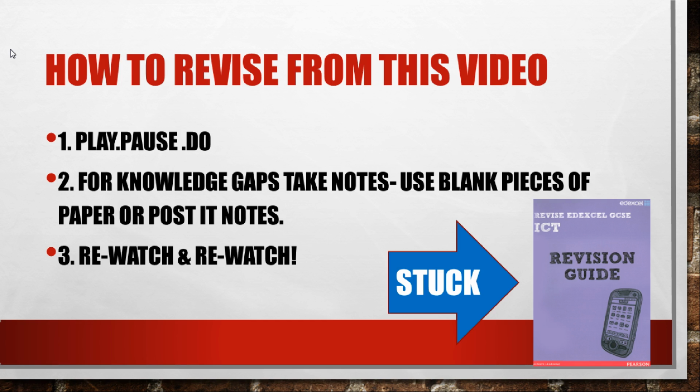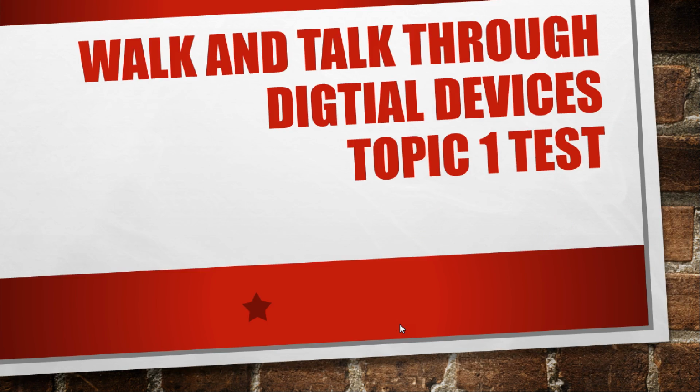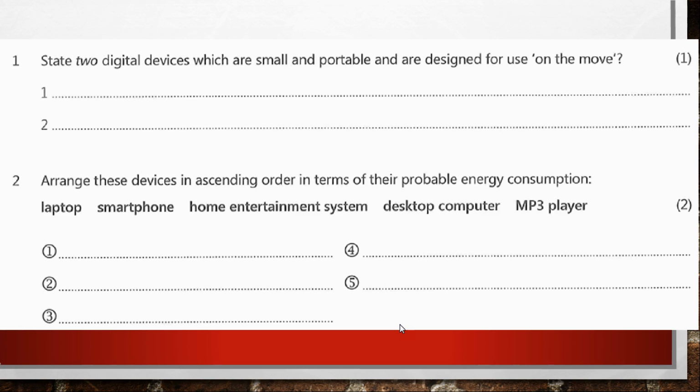And also use the purple book to help you. And next part, again, we've seen this in previous videos if you've watched them. These are the areas that I've written down for the last 4 or 5 years that exam question 1 covers, a whole range of that, and you need to go through that and make sure that you're up to speed on them. Okay, so let's walk and talk through digital devices.